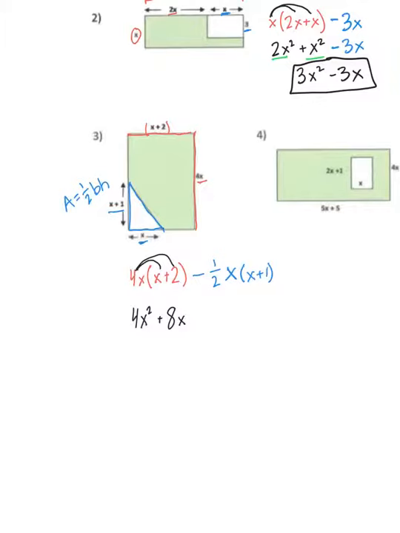Now I'm going to distribute this 1/2 x into my parentheses. And now don't forget about this negative sign out here. It's a negative 1/2 x. So if I have negative 1/2 x times x, negative 1/2 stays the same. X times x is x squared. And now for my last piece, I've got a negative 1/2 x times 1. Well, anything times 1 is just going to be itself, so it's going to be negative 1/2 x.